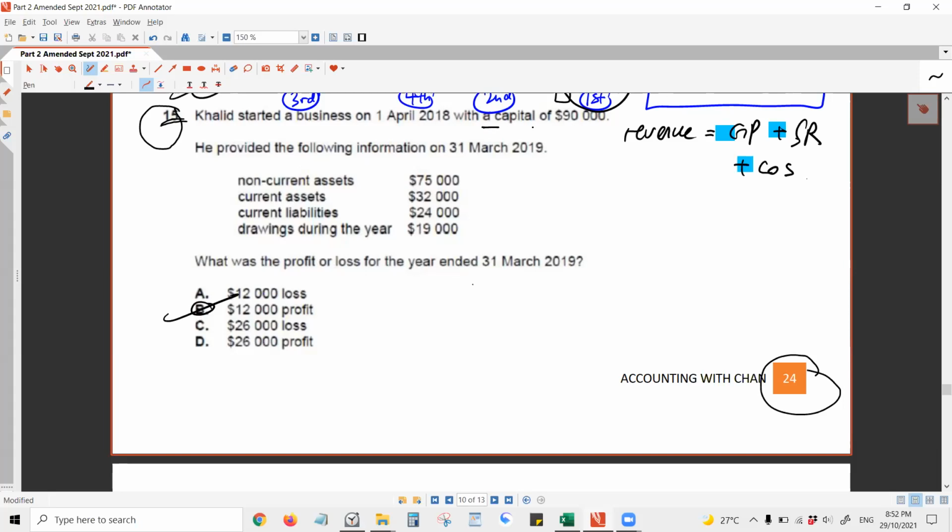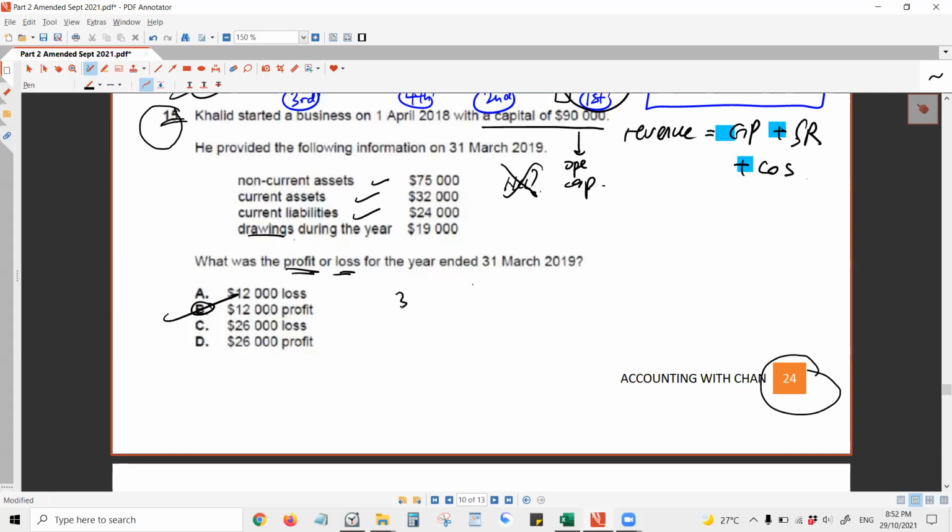You have opening capital, and you have NCA, you have CA, you have CL. Why don't you have NCL? Is it okay to have no NCL? Of course, that means you don't have a long-term loan. You have drawings, and they ask you to find profit or loss. So you can recall these are the things that appear in that lengthy equation.